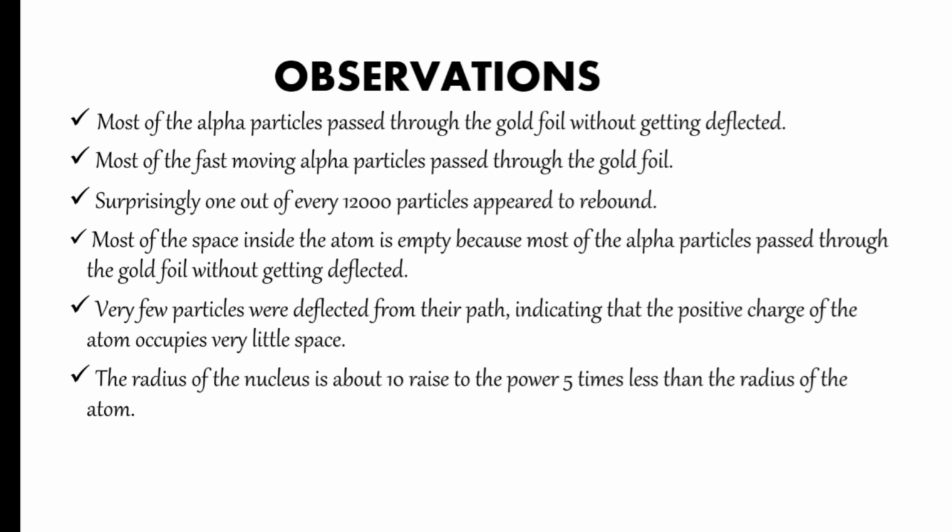As we know, the negative charge and positive charge always get attracted. So this is saying that many of the alpha particles move straight. So inside the atom, there is a positive charge which is actually attracting the negative charge. Very few particles were deflected from their path, indicating that the positive charge of the atom occupies very little space. The radius of the nucleus is about 10^5 times less than the radius of an atom.